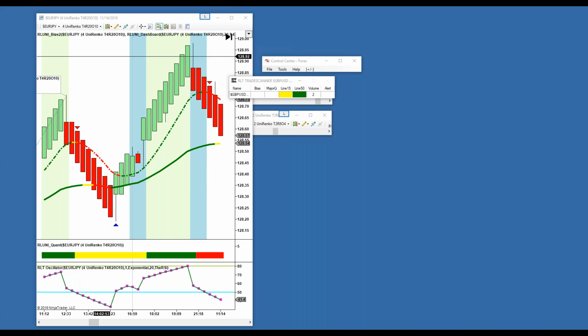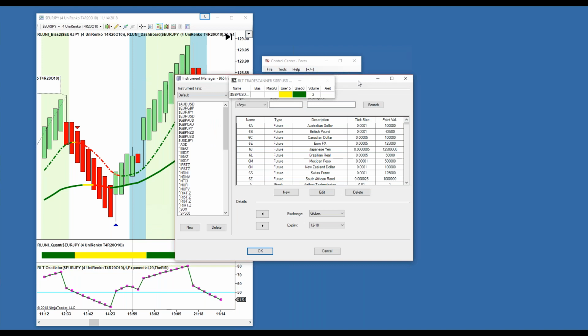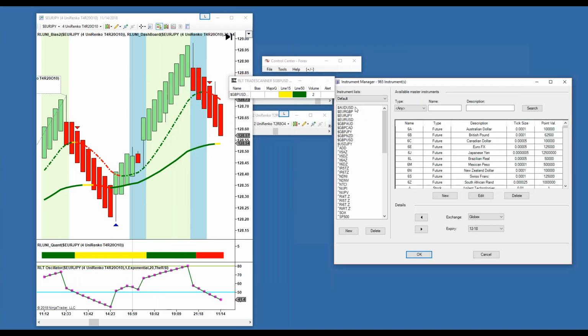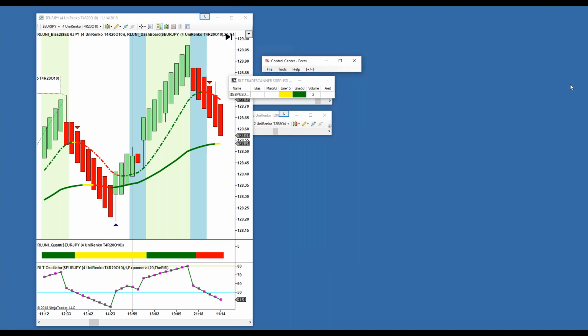I showed you all the pairs I trade right here. Aussie Euro, Aussie Pound, Canadian Pound, Euro Yen, Euro Dollar, Pound Yen, New Zealand Pound, Dollar Pound, and Pound Yen. Those are not necessarily the best. Those are just the ones that I like. Two, just a two lot. That's all.